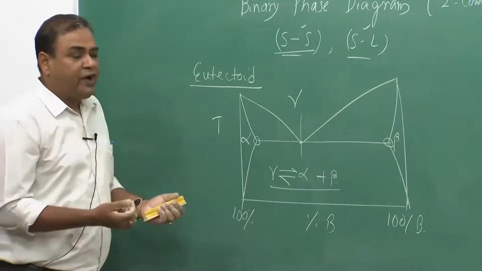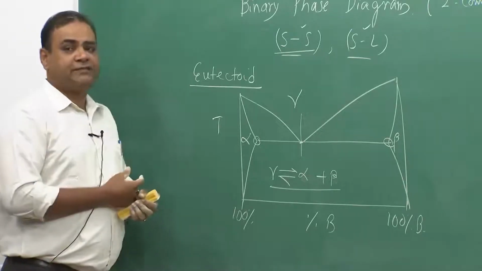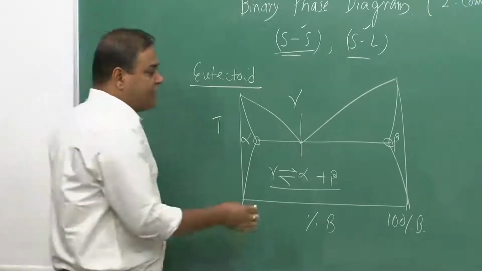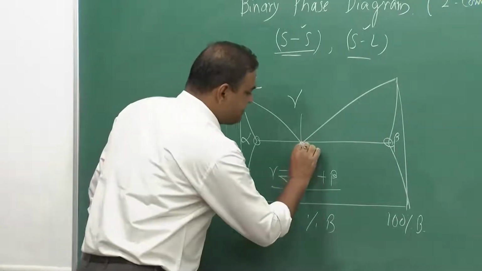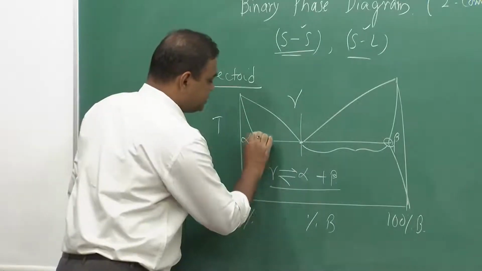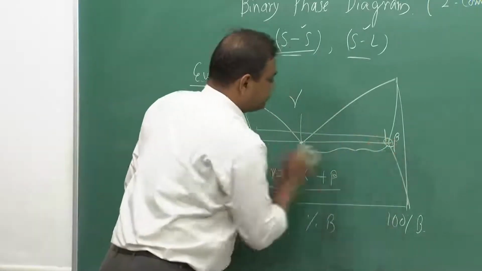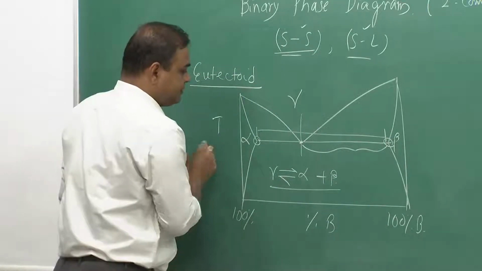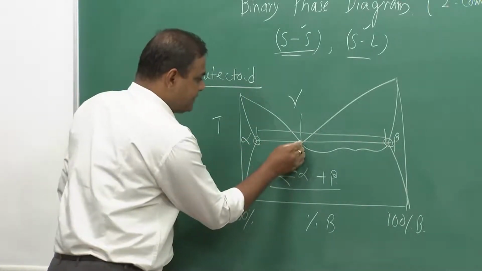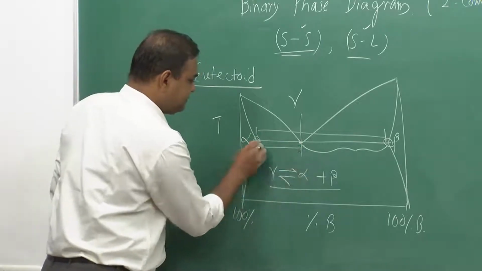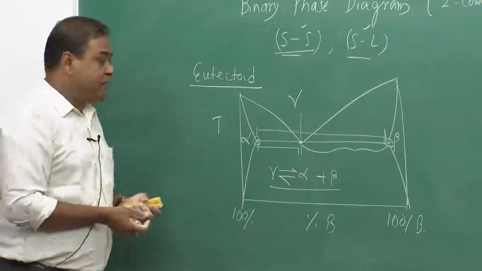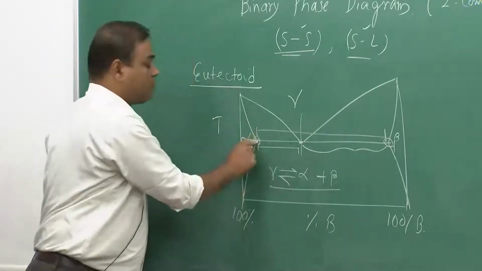And we can also find out the fraction of alpha and fraction of beta, and from the same tie line concept, the fraction of alpha would be this divided by the total length, and beta would be this length divided by the total length, that is the fraction of beta, and the beta composition would be this and alpha composition would be this.